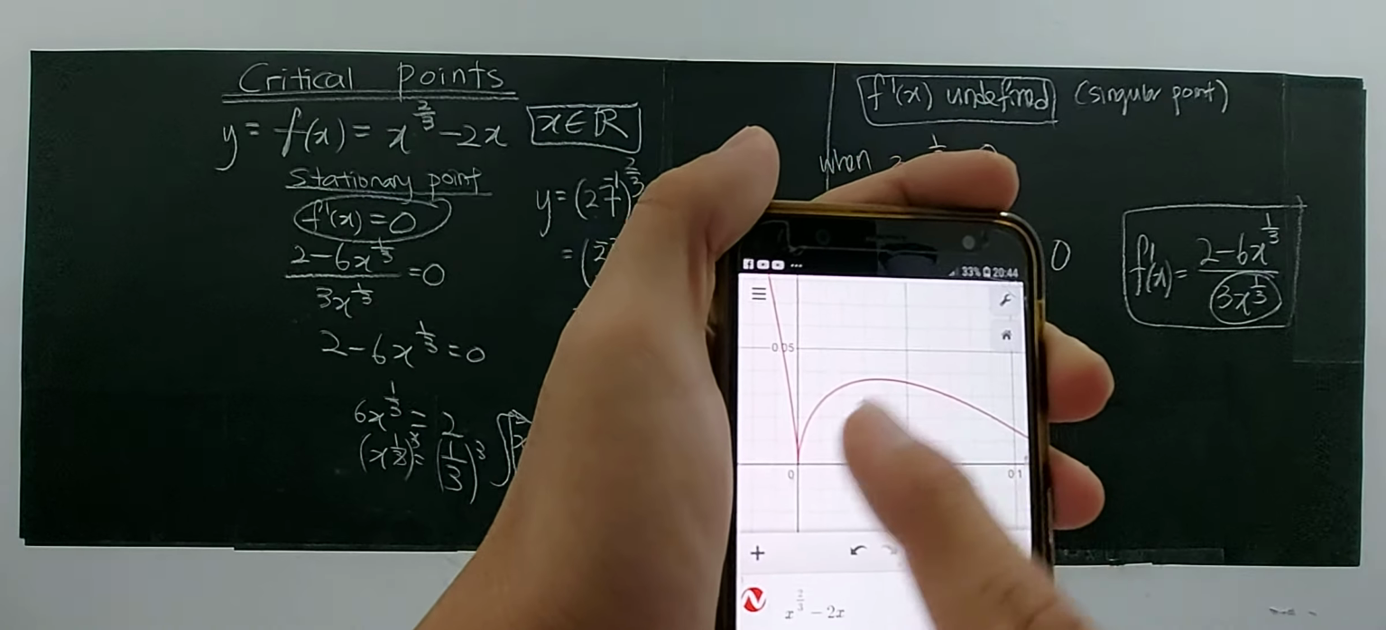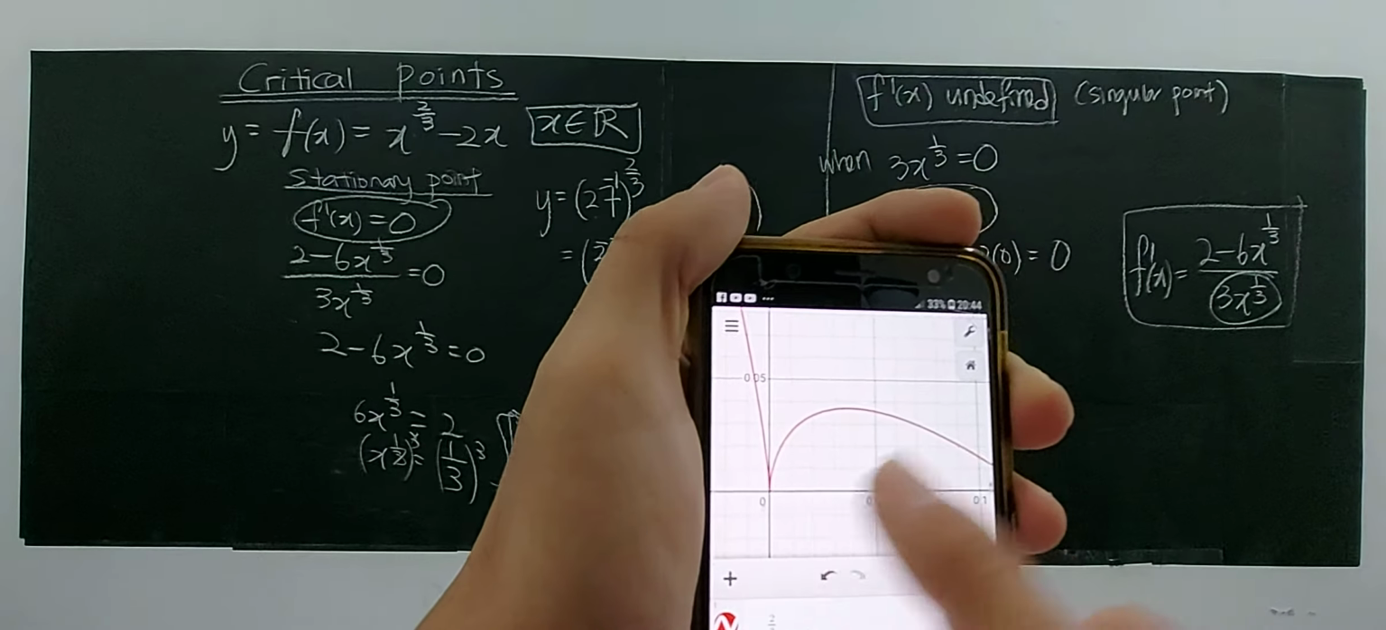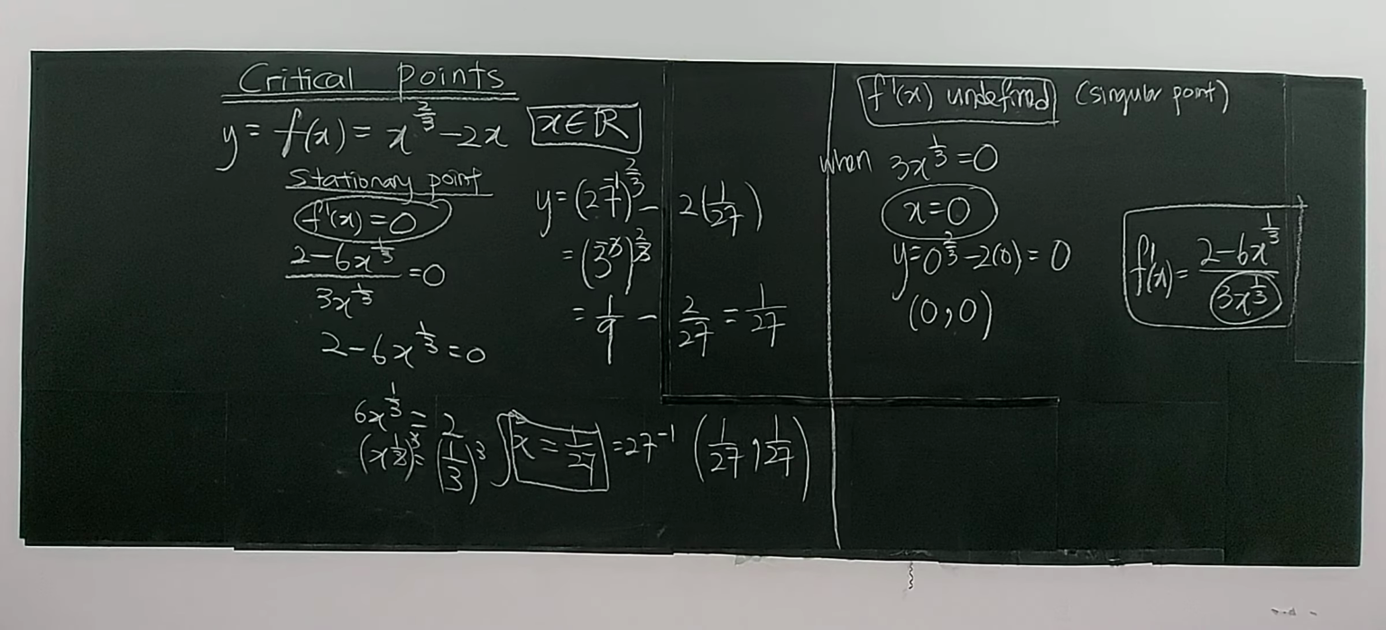So where f prime x is undefined, and these 2 are considered critical points. Alright, I hope you understand. I will explain more about critical points in the next video.